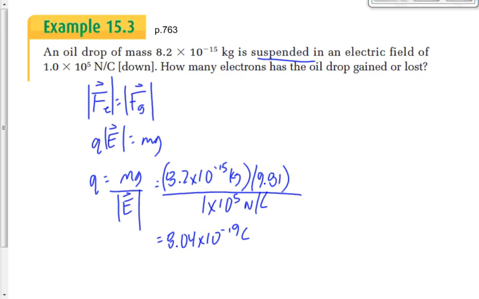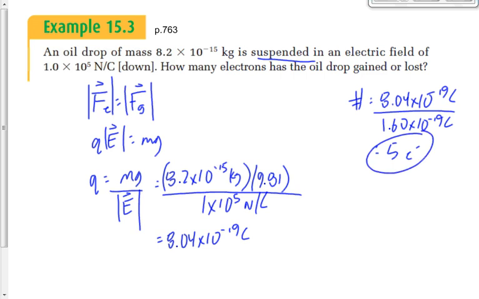You guys remember how to find a number of electrons? This is way back to Unit 2, right? Not the total mass, but the total charge, right? So we're going to say the number of electrons is 8.04 times 10 to the minus 19 divided by the charge of 1 electron. And when we do that, it's going to round to be 5 electrons, a whole number of electrons.